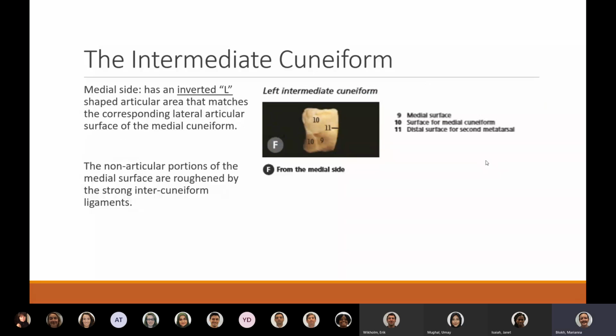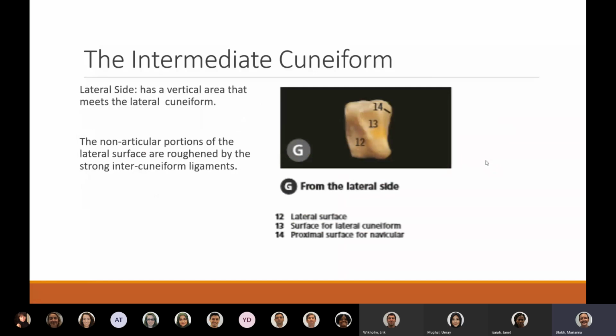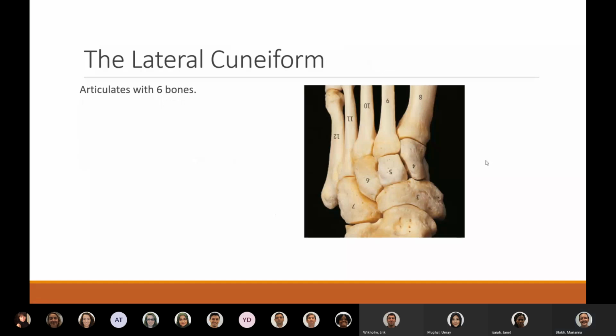You could talk about the medial and lateral sides of the intermediate cuneiform, about the articular surfaces. They may ask, I don't know how much detail they go into, I don't remember personally, but it's good to know for you when you're doing surgery on these things.